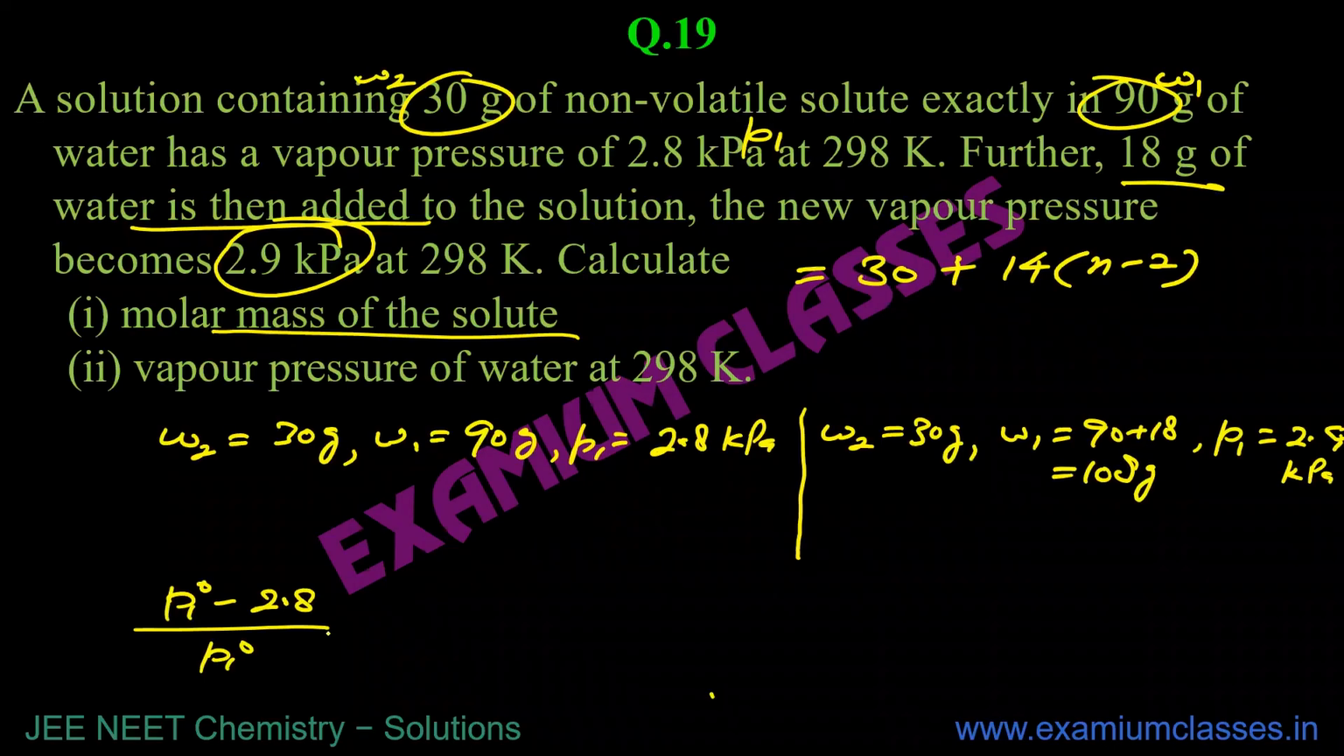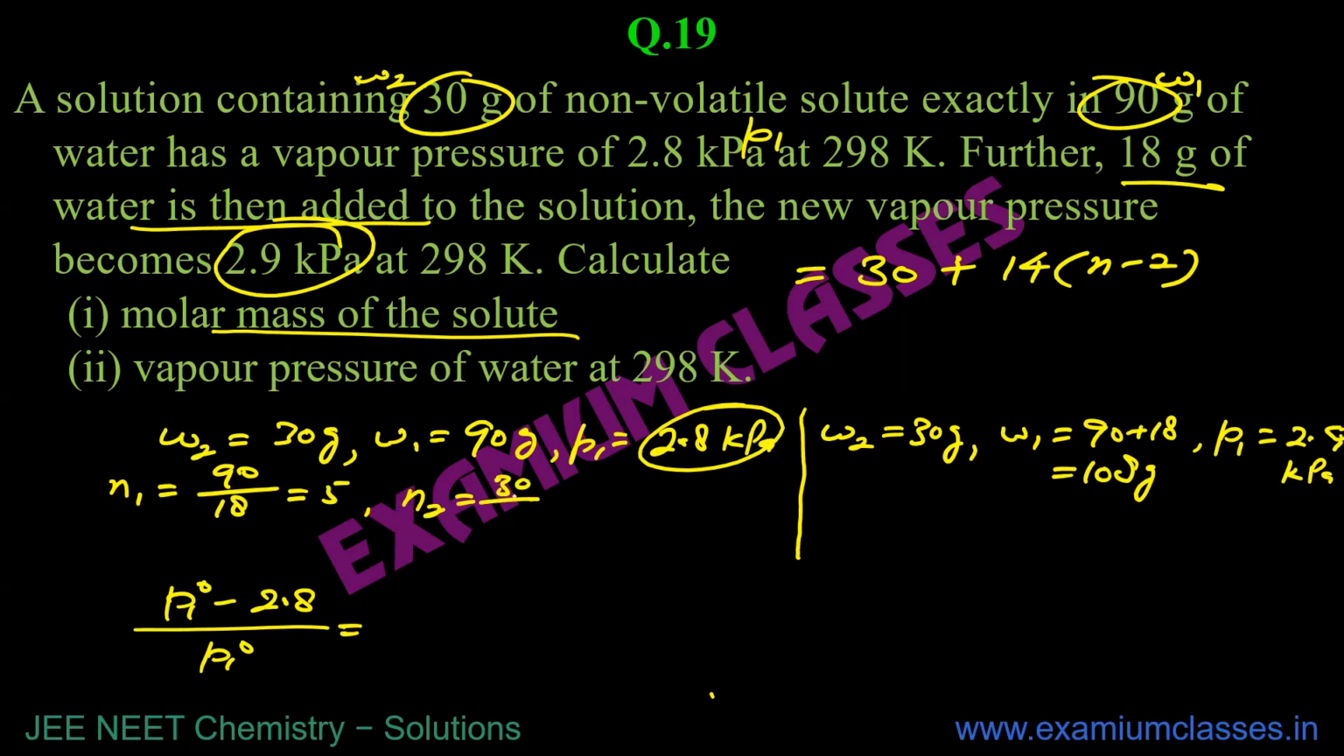So in first case, it will be P1 naught minus 2.8 divided by P1 naught equals number of moles of solute, so it will be W2 divided by W1. I should have calculated first N1 and N2. So N1 here will be 90 divided by 18, that is 5, and N2 here will be 30 divided by M. We don't know the molar mass here, so we say it is M.